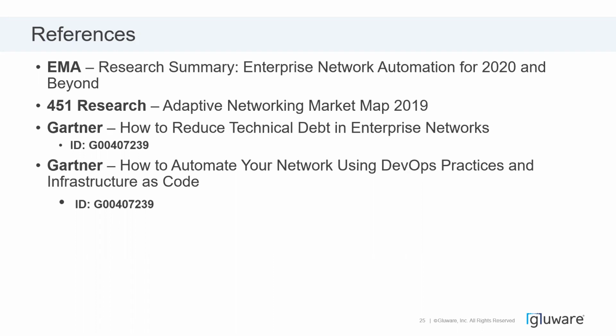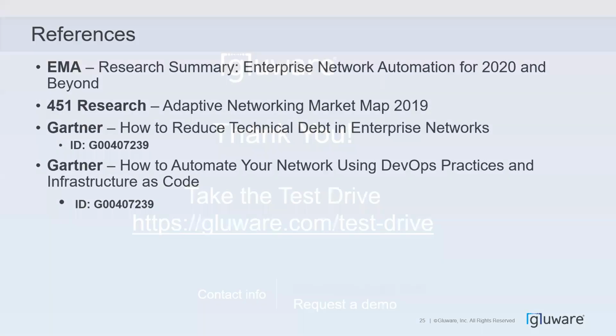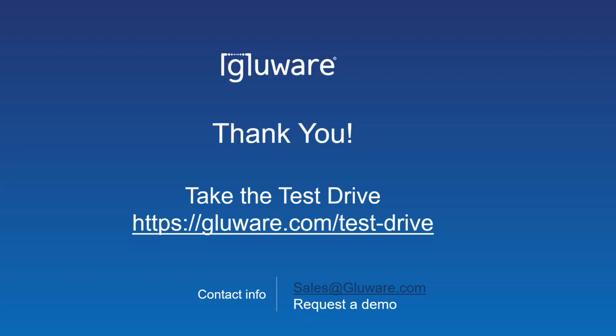paper by Simone Ricard that highlights Gluware and how you can move towards automating your network using DevOps practices and looking at infrastructure as code. So that one is probably one of the most progressive in terms of thinking about where automation needs to go. Very, very good paper.